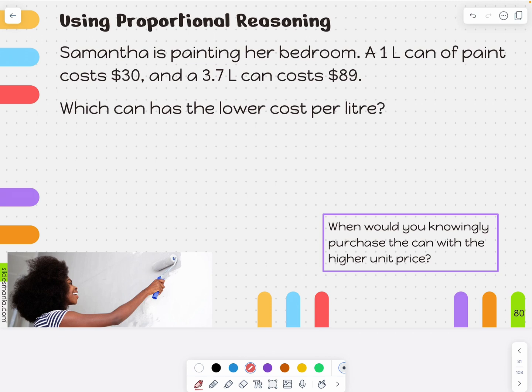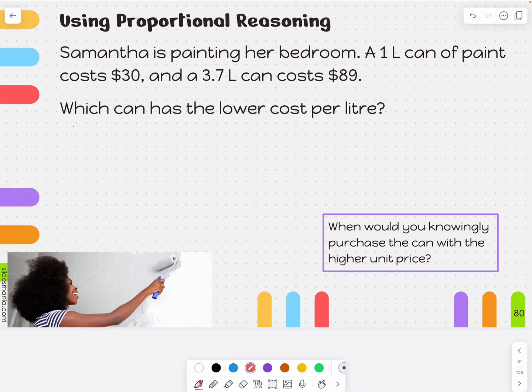Let's use some proportionality to solve some problems now. Samantha's painting her bedroom. 1 liter can of paint is $30, and a 3.7 liter can costs $89. Which has the lowest cost per unit? So this is going back to how we started this. What you want to do here is you want to take the price and divide it by the quantity.